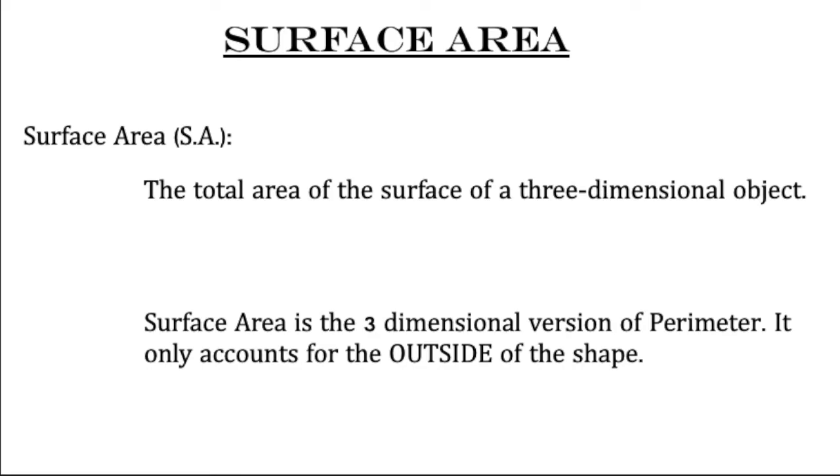Remember, with the perimeter you would add the distances that you get around a shape. So this one, you add the areas of all the surfaces. That's why it says surface area is a three-dimensional version of perimeter, but it only accounts for the outside of the shape.